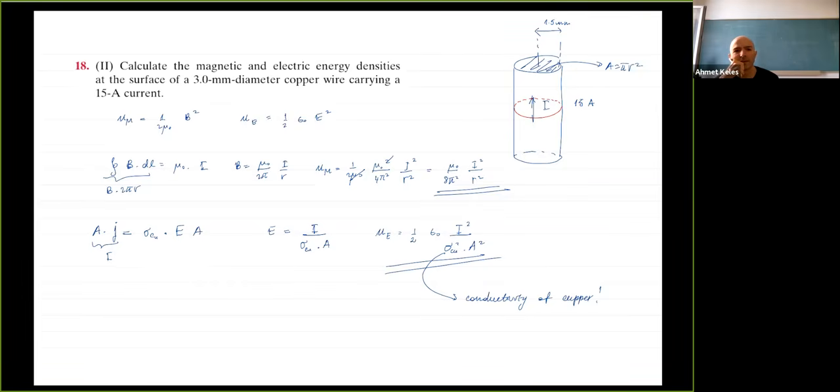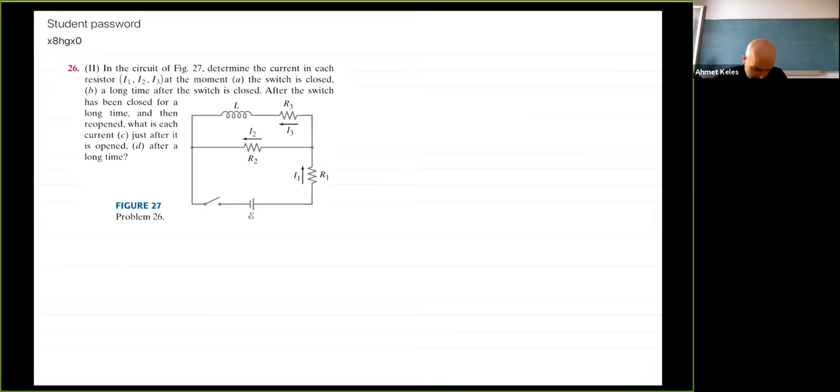And that's it. So this is the last suggested problem. In the circuit of the figure here, determine the current in each resistor, I1, I2, and I3. At the moment A, the switch is closed. As soon as you close the switch, determine the currents. And B, a long time after the switch is closed.